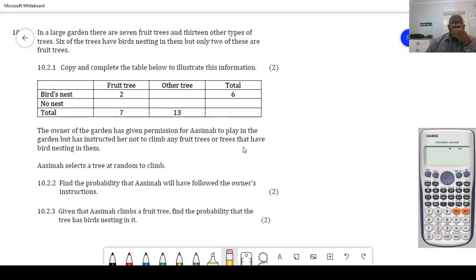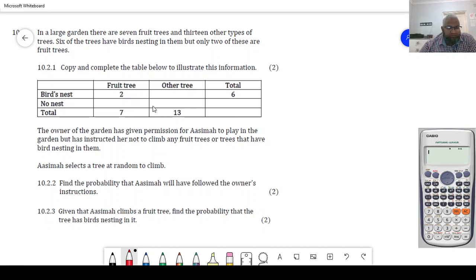Now we're looking at 10.2. We are told that in a large garden there are 7 fruit trees, as you can see the 7 is represented there, and 13 other types of trees. 6 of the trees have birds nesting in them. In total there are 6 trees that have bird nests. Then we are told that only 2 of these trees are fruit trees. Of the 6 that have bird nests in them, 2 of them are fruit trees.